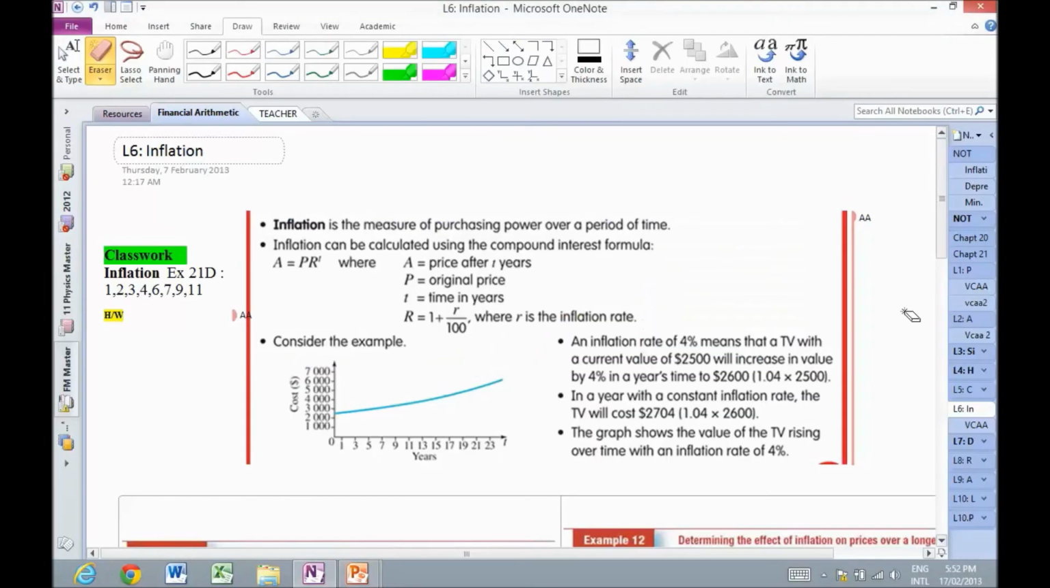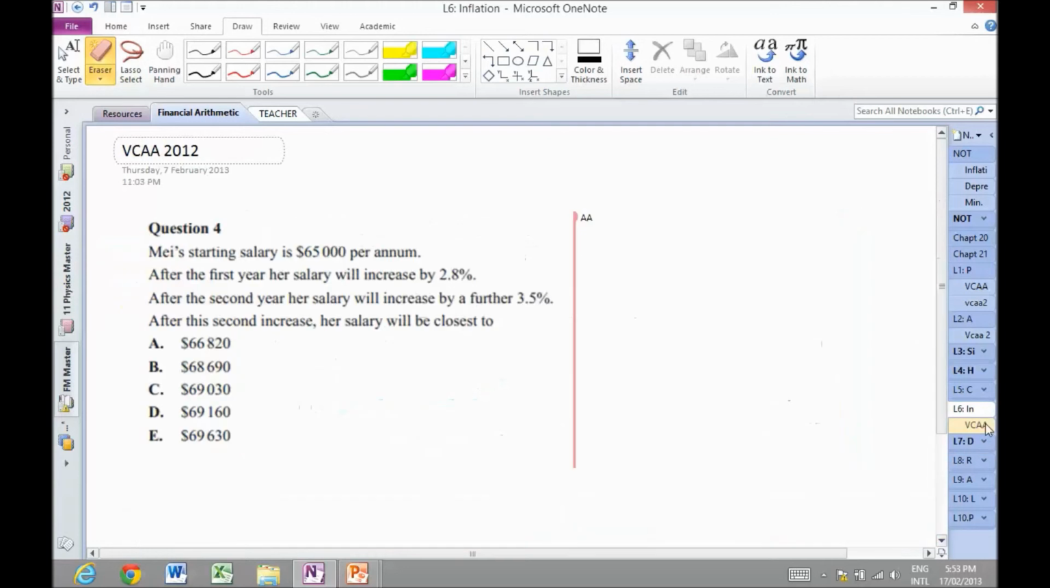Now just before we finish, I want to take a look at a couple of example questions. So this question here is from one of the exams, I don't know which one, but let's have a read of it and let's have a look at how you would work it out.